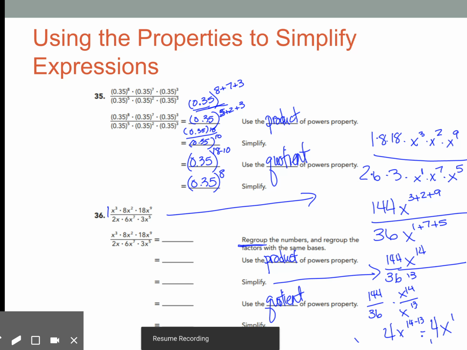So that is the lesson for using the product of powers and the quotient of powers property together to simplify. Don't let it overwhelm you because it is multiple steps. Just follow everything in order and use what you know, and you'll do just great.